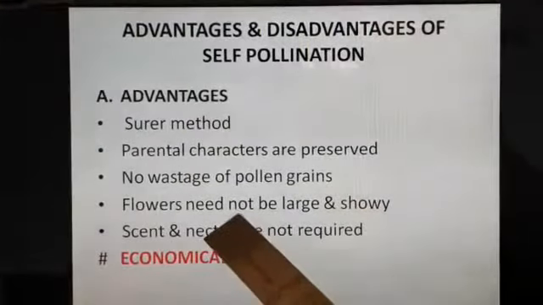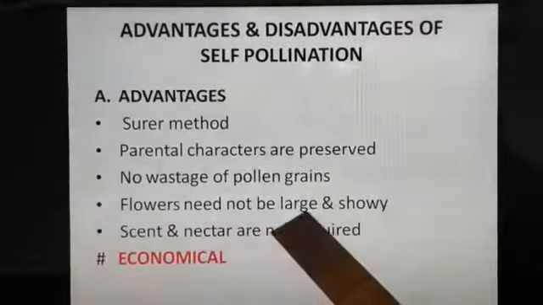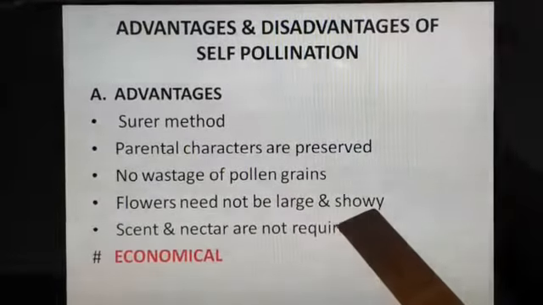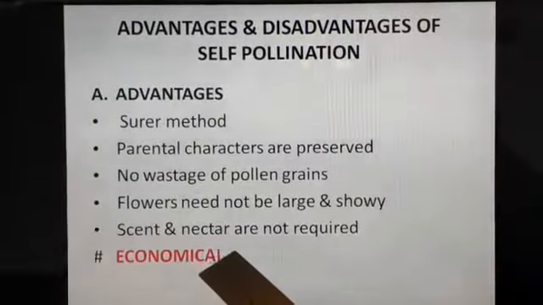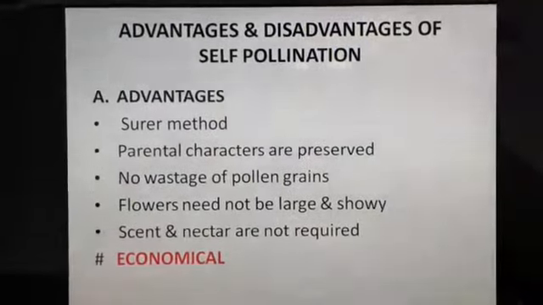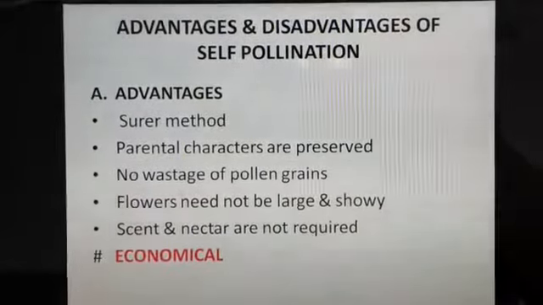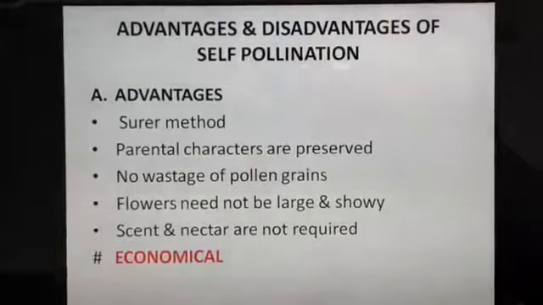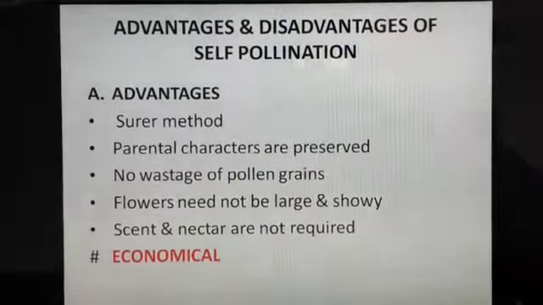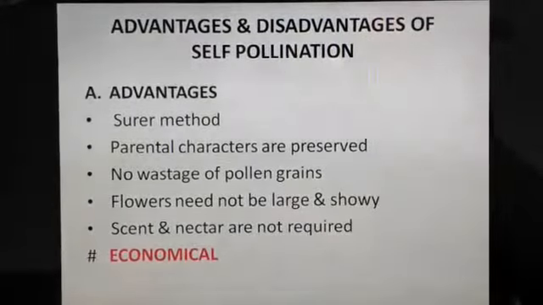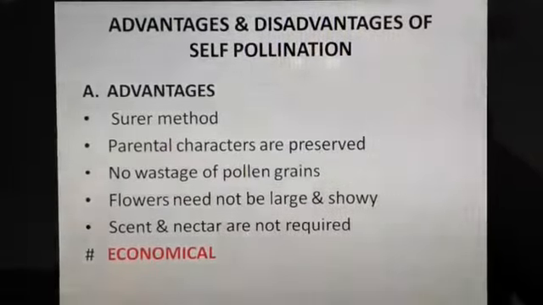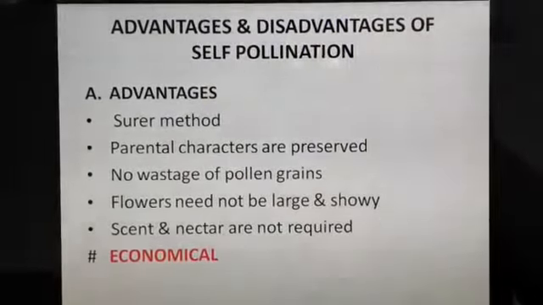Now these four characteristics, large size, attractive color of the flower, scent of the flower, and nectar, are required to attract the pollinators, that is the agents of pollination. When these are not required here in self-pollination, they don't need to spend that much of nutrients in producing large flowers and in producing nectar. So self-pollination is economical. It is beneficial for the plant.